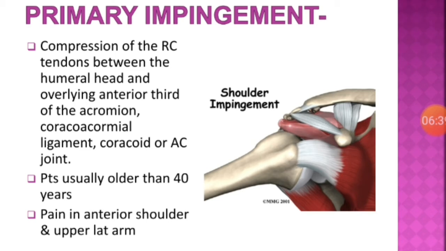These patients are usually older, that is older than 40 years, and they complain of pain in the anterior shoulder and pain on the upper lateral aspect of the arm. Patients may also complain of shoulder weakness and difficulty in performing overhead activities, and loss of motion or weakness of the rotator cuff, which is secondary to pain.